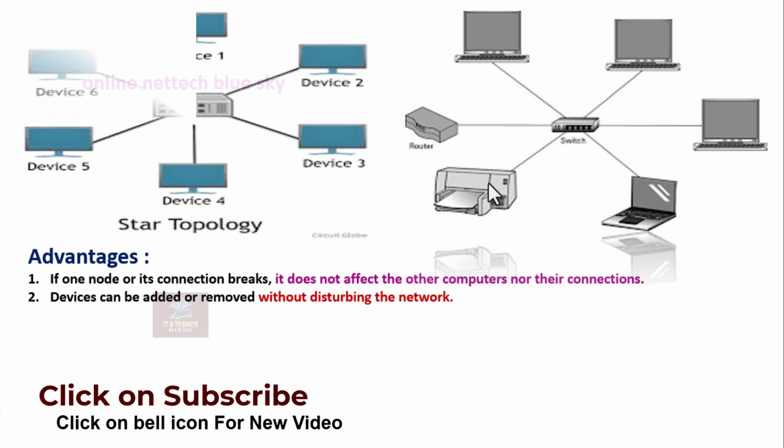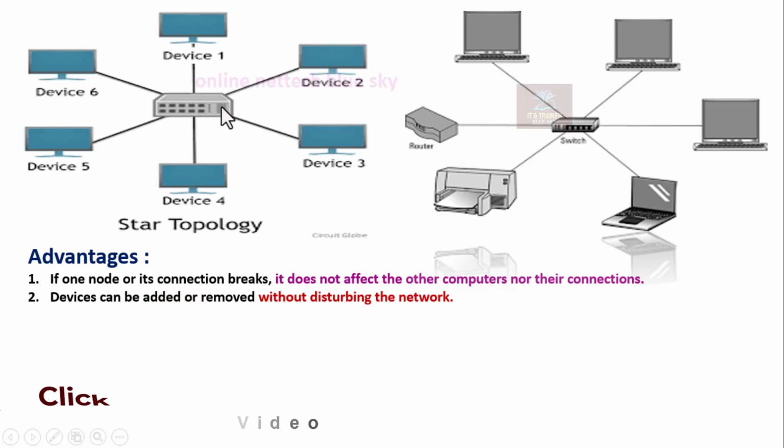Just as an example, you can see one device, two devices, three, up to six devices. If you want more devices or more computers, you can connect them continuously, with no need for a shutdown. Directly you can connect. So this is a very big advantage of not disturbing the network. And if you want to remove a device, you can remove it.